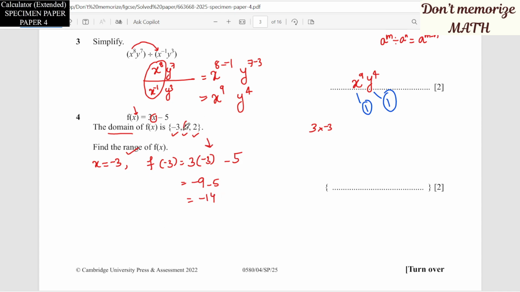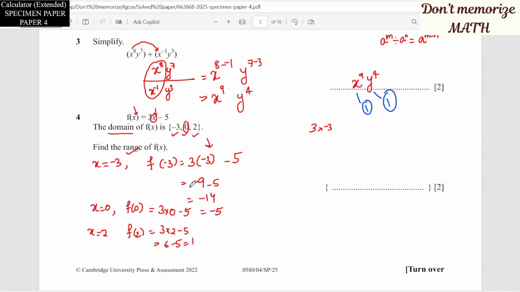So what is the next x value? The next x value is 0. So x is equal to 0. So f of 0 is 3 times x, so 3 times 0 minus 5. 3 times 0 is 0. We have only minus 5 remaining. Okay. So the next x value is 2. So when x is equal to 2, f of 2 equals 3 times 2 minus 5. 3 times 2 is 6, minus 5, that is 1.